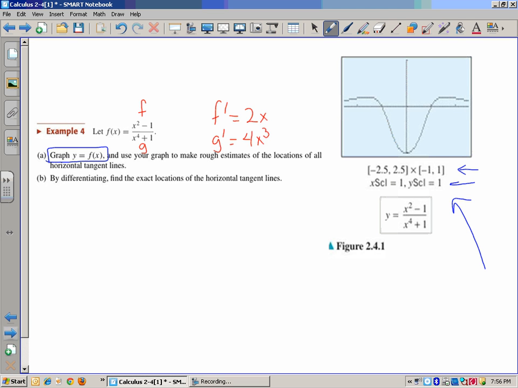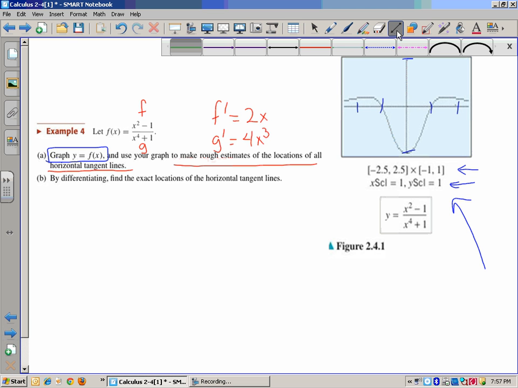Note here, the windows. So you're going from negative 2.5 to 2.5 and then negative 1 to 1. And the x's are counting by ones, and the y's are counting by ones as well. Okay, so here's what we're going to do. We're actually going to do part A. We're going to make rough estimates of where all horizontal tangent lines might be.